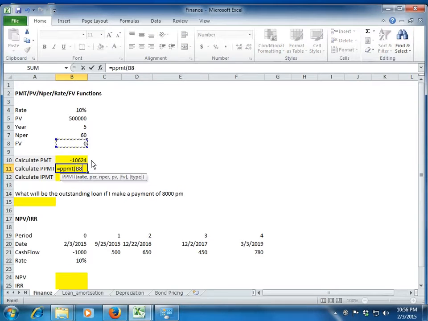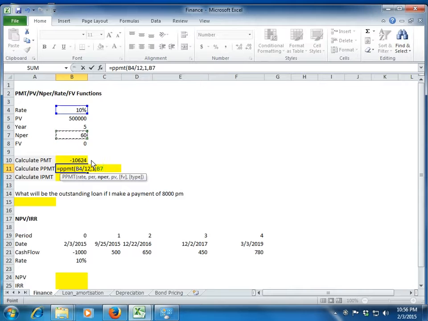So PPMT, again it asks you for a rate, which will be divided by 12. Okay, it asks you for the period. Here period means that you want to calculate the principal payment for which period. Okay, so if I give 1, it will calculate the principal amount in the total EMI, that is the principal amount in the first installment which I pay. If I give it 4, it will calculate the principal amount which will be paid in the fourth installment, and so on and so forth. So let me put it as 1 for this example.